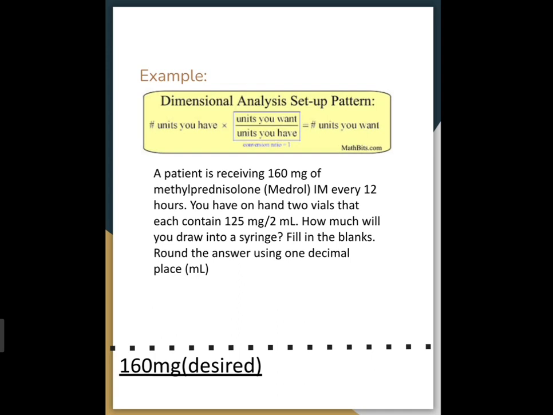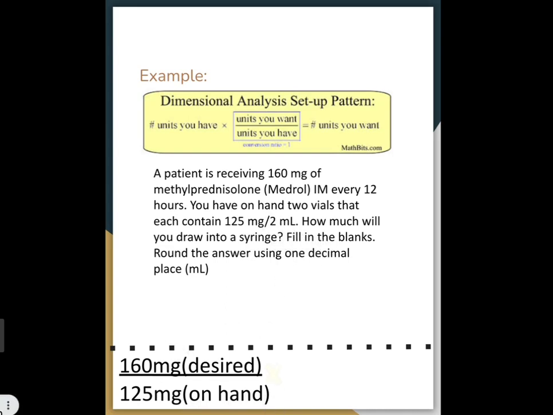Desired by whom? Desired by the person who ordered it. So the physician or the nurse practitioner or the diagnosing healthcare provider. The patient's receiving that, meaning that's the desired dose, and they're getting it every 12 hours. So we have on hand, which will be the next piece of information, 125 milligrams of this medication per 2 mils.